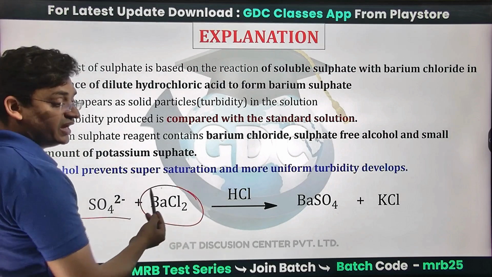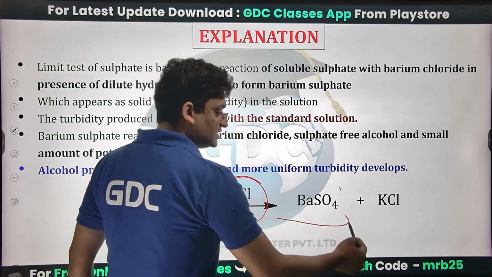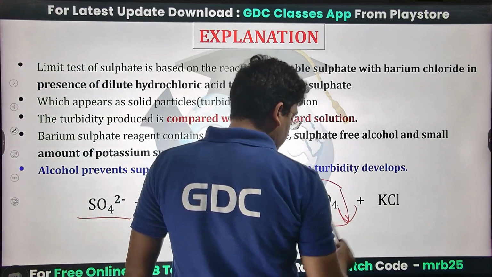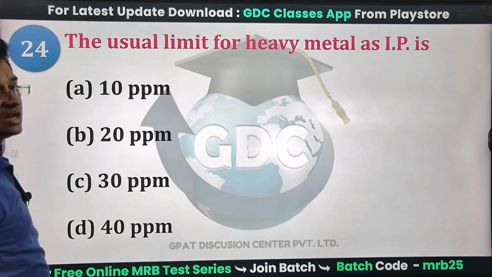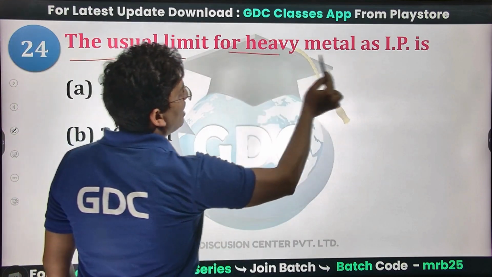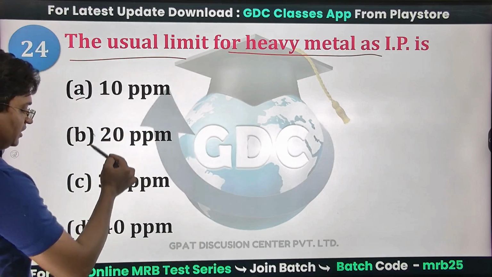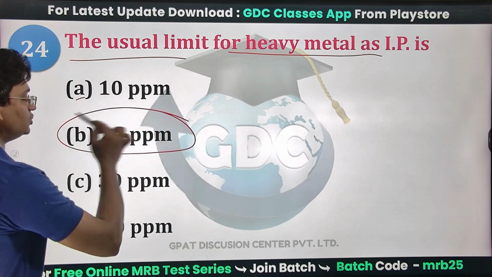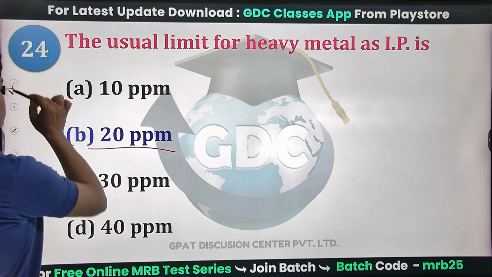Sulfate reacts with barium chloride reagent in the presence of HCl and gives barium sulfate as the precipitate, and this is responsible for the turbidity in that compound. The usual limit for heavy metals as per IP is 10, 20, 30, 20, or 40? So it is 20 ppm. For the heavy metals, it is 20 ppm.